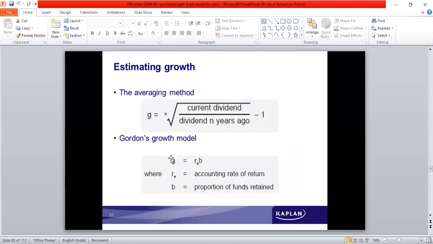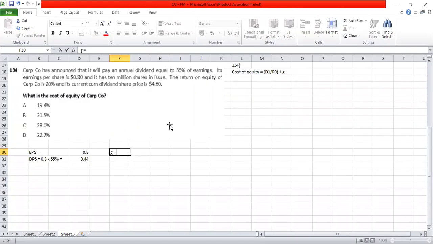I asked you to remember the second one, that is G is equal to return on equity, or accounting rate of return on equity, whatever it is, multiplied by the proportion of funds retained. So that is the retained earnings proportion. So G is equal to R into B. Now what is R? R is given. R is equal to 20%.